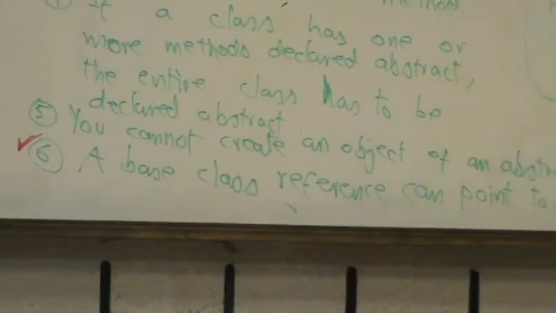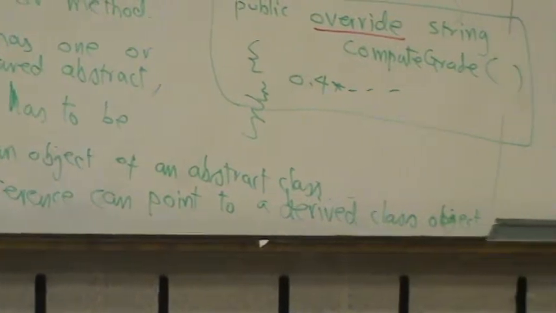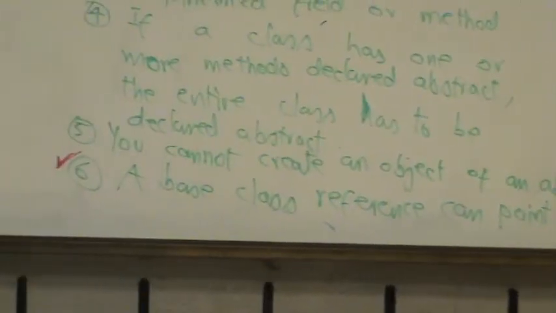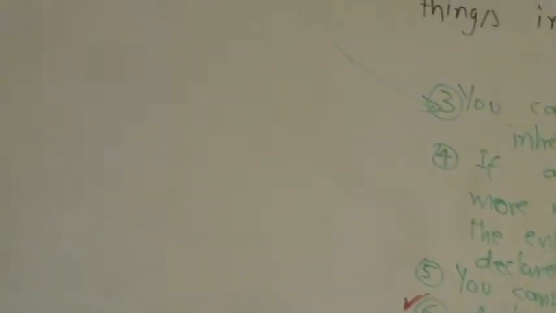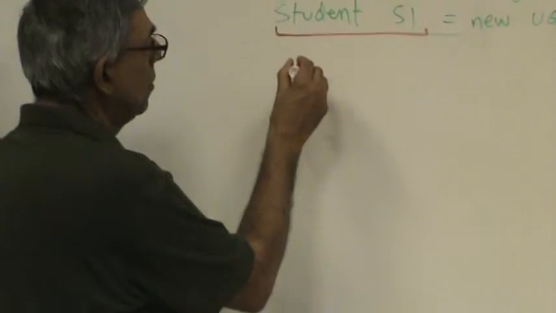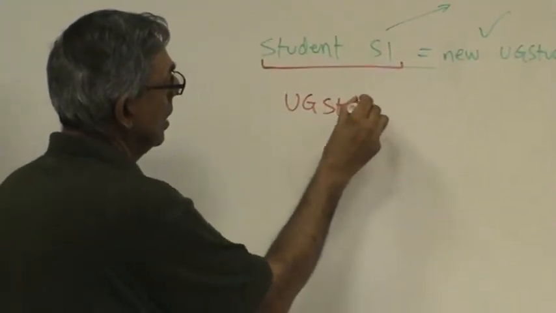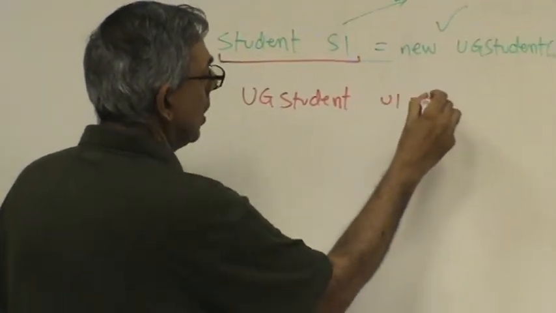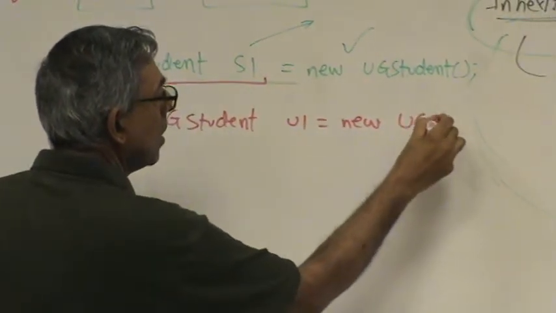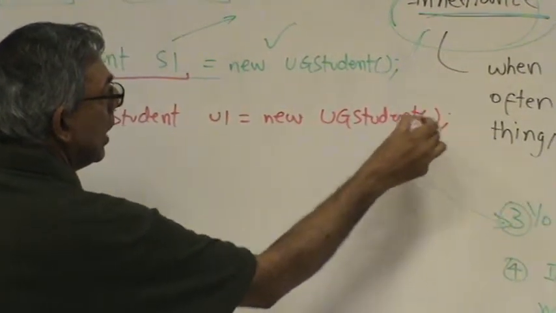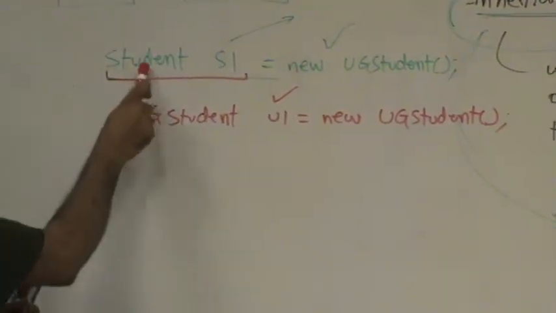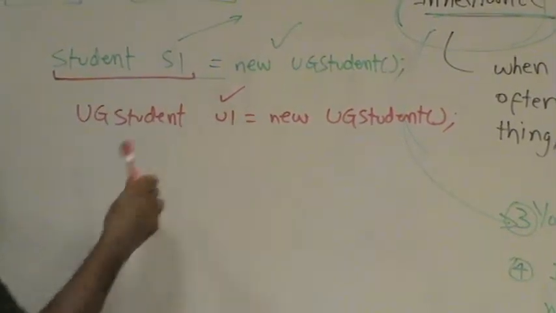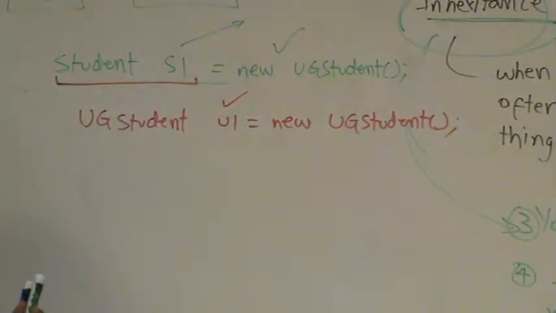So without this rule, we'll be in trouble. The whole concept of inheritance will not make sense. So to support inheritance, we have this rule number 6. Now some of you may argue, well, can't we do something like this? UndergradStudent U1 equal to new UndergradStudent. Will this be legal? Yeah, this is perfect. So some of you may argue, well, why do we do the other if this is easier and it's easier to see what we are doing?